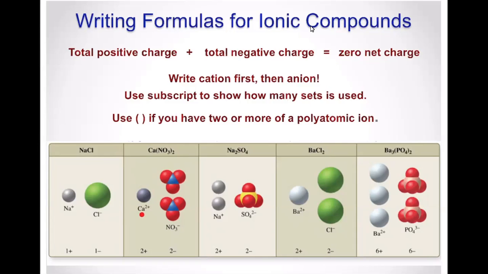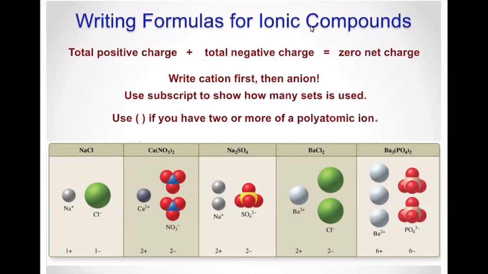Now we have calcium nitrate. So calcium is a 2+ because it's group 2. Nitrate, we know, is NO3-. So in order to make the charge balance, we need 2 nitrate ions. So we'll have a total of 2+ to balance out the 2-. Since we have 2 nitrates, we're going to need parentheses when we write calcium nitrate.